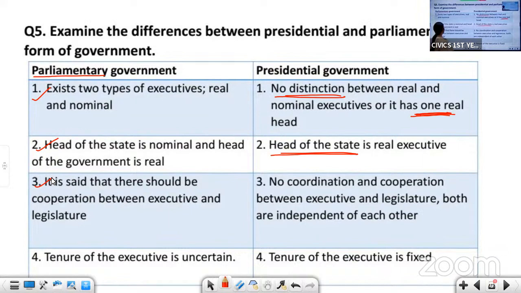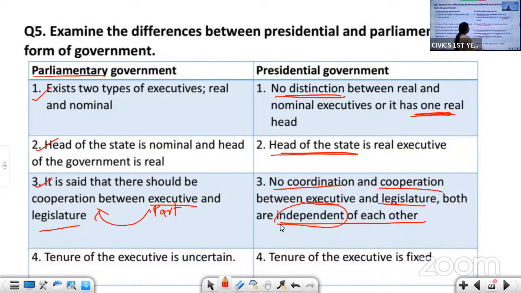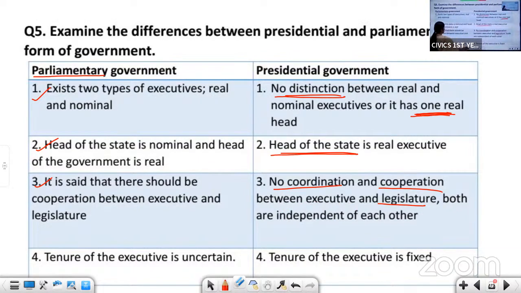Whereas in presidential form of government, no coordination or cooperation can be seen because both executive and legislature are independent of each other. Here, in the parliamentary form, the executive is part of legislature, but in the presidential form both the organs are independent of each other. So there is no cooperation or coordination between the two organs. I hope I'm clear with the third point.